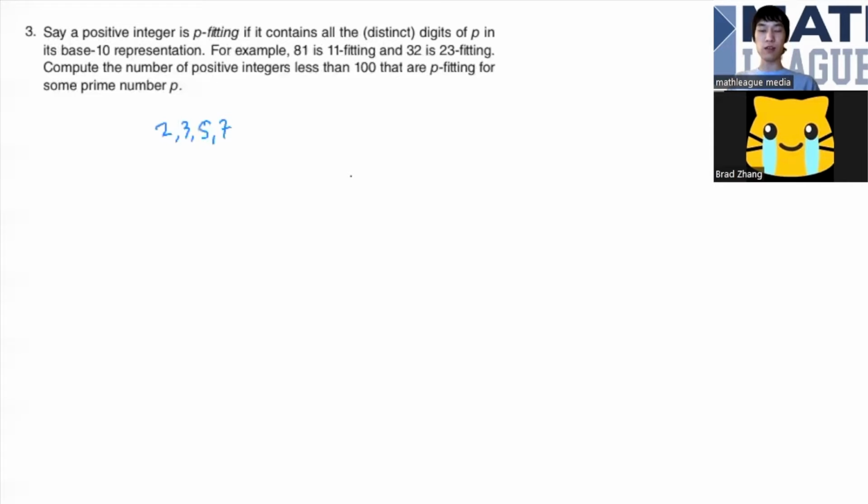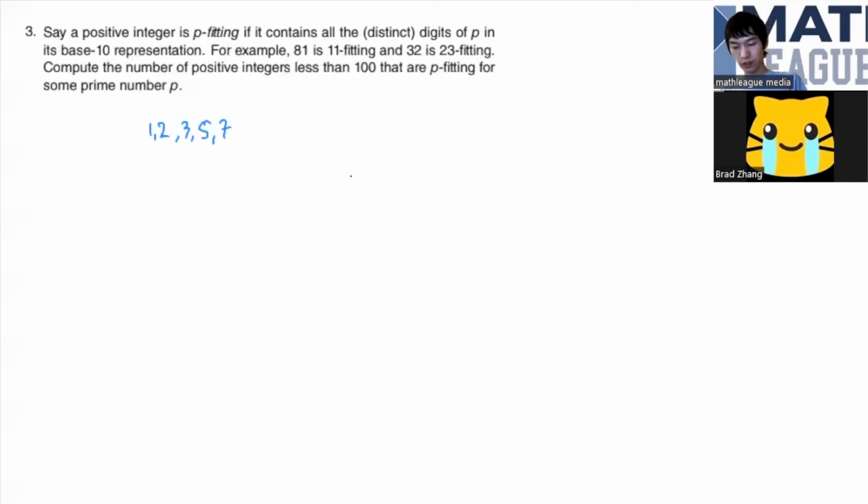Another thing to look at is 11. Just for the example, 81 is 11-fitting just because it has a 1. You can create an 11 since you're able to use 1 as many times as you want if the number has a 1 in it. So basically now what we have is if a number has 1, 2, 3, 5, or 7 as one of its digits, it is p-fitting.